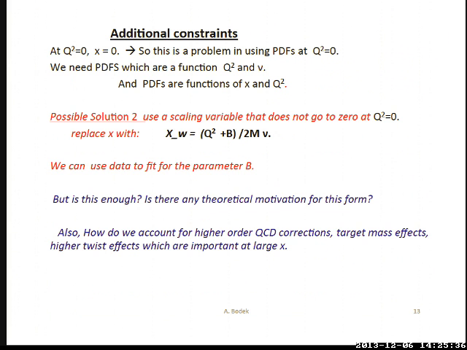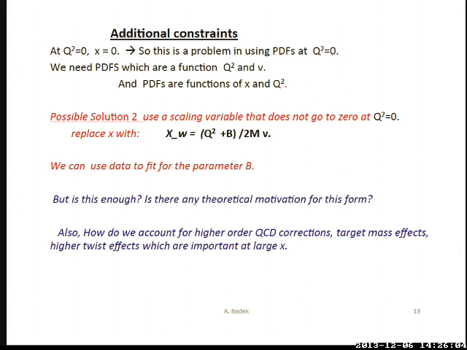Okay, before we go to the actual structure function, let's add the additional constraint. You can go around to Q square equal to 0, but the PDF is a function of x and Q square. And x equal to 0 means that for all nu, you have one point, x equal to Q square over 2m nu. But you're supposed to predict the photoproduction cross-section, which is a function of nu. So you can't use a PDF as a function of x and Q square. They have to be a function of Q square and nu.